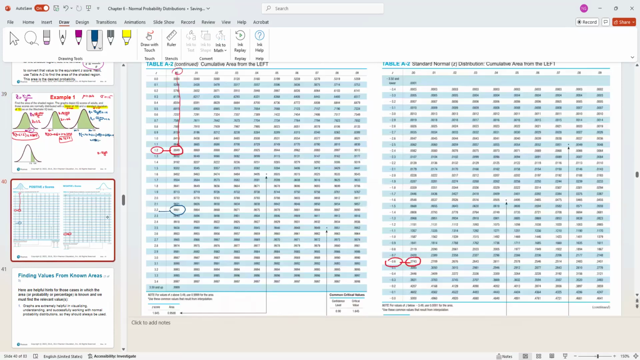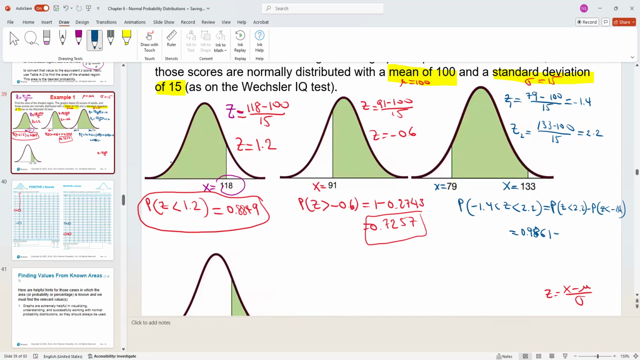And negative 1.4. Okay, negative 1.4 gives you 0.80808. And 0.808, I think that's what we need to find. When we subtract them, it gives us 0.9053.